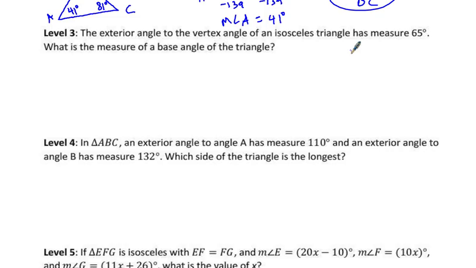The exterior angle to the vertex angle of an isosceles triangle has a measure of 65 degrees. What is the measure of a base angle of the triangle? This one is exactly like drill question number 1. It says the vertex angle exterior 65 degrees. These sides are congruent, so these base angles are the same.